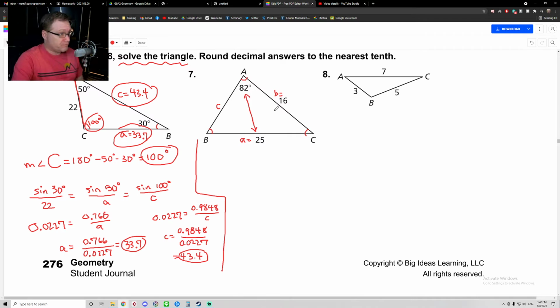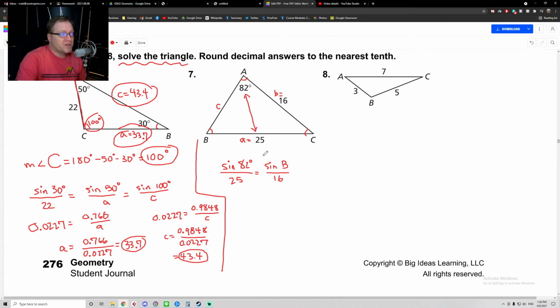Again, we have opposites, so we can use this ratio: the sine of 82 degrees divided by 25, opposites, is going to equal the sine of angle B divided by 16, since we know this side here. Does that make sense?